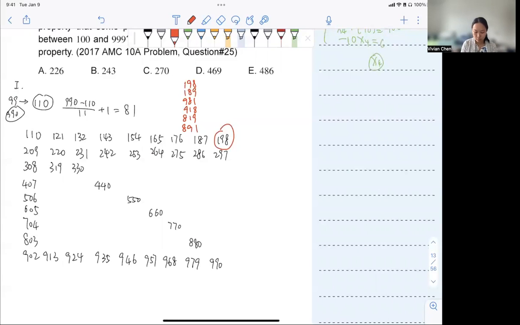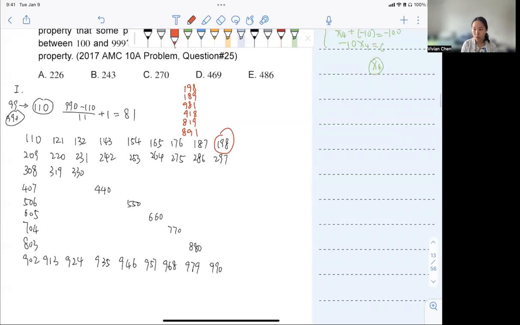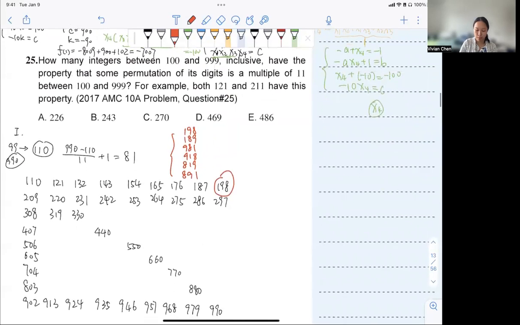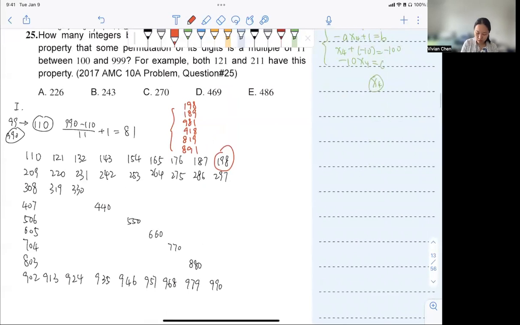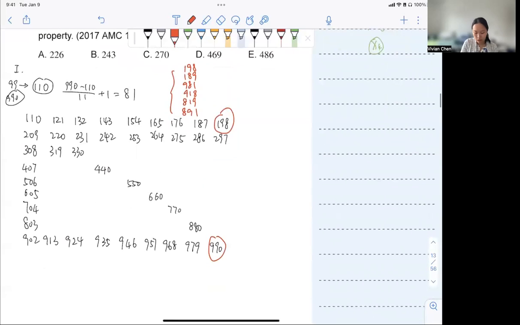They all look quite normal and quite natural, right? There isn't anything that bad about them. They can all satisfy as being a number with the property. But if you choose a number here like 990, then you can only have 990 and 909, because two of them are the same. So changing 9 and 9 doesn't make a difference.